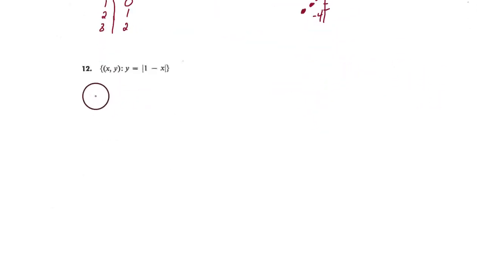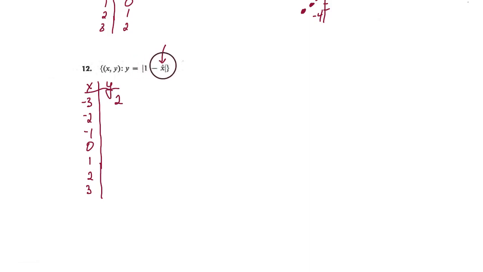Next one, same idea. Let's make an XY table and use all those numbers we're told to use for X. Substitute them in right there. So 1 minus negative 3 makes 2, and the absolute value of 2 makes 2. 1 minus negative 2 makes 3.